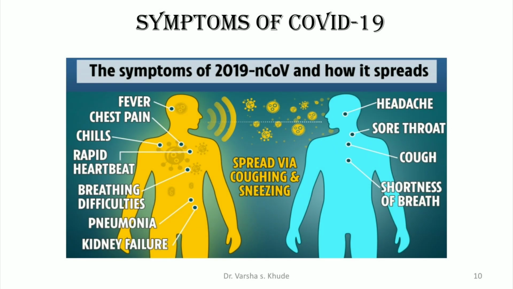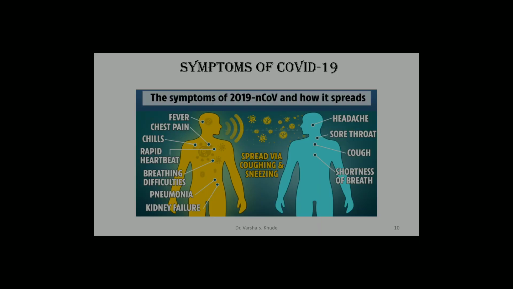Symptoms of COVID-19. The COVID-19 virus affects different people in different ways. Most infected people will develop mild to moderate symptoms like fever, tiredness, and dry cough. Some people may experience pains, nasal congestion, runny nose, sore throat, and diarrhea also. On average, it takes 5 to 6 days to show the symptoms. Sometimes it can take 14 days also.